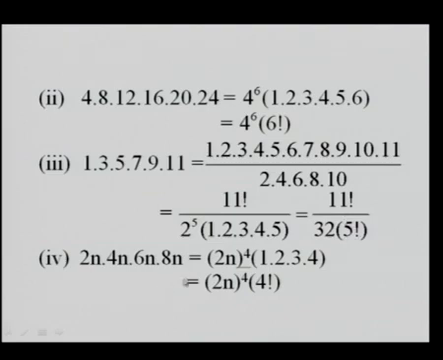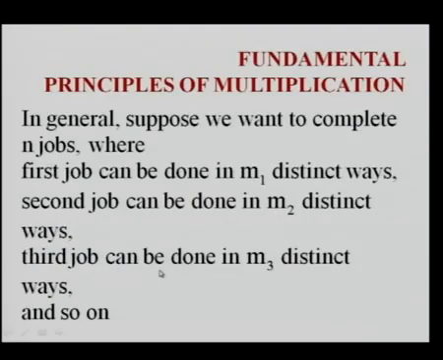And the last part of this example is 2n into 4n into 6n into 8n. 2n can be written as 2n into 1, 4n can be written as 2n into 2, 6n can be written as 2n into 3, and this 8n can be written as 2n into 4. 2n is common, but we have 4 times 2n. So 2n to the power 4 is common, and from here we have 1, from here we have 2, 3 and 4. So inside the bracket we have 1 into 2 into 3 into 4. But this is the product of the first 4 natural numbers, so it is equal to factorial 4. So we have converted all these expressions in terms of factorials.